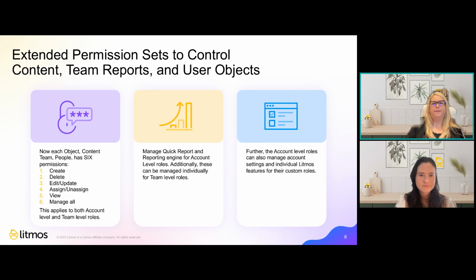So the idea is to have extended permission sets really to control user objects, reports, content. So now each one of those objects is going to have 6 permissions. So within those sets where you have content, team, people, reports, you're going to have create, delete, edit, update, assign, unassign, view, and manage all. So this is both for account level roles and also team level roles. You're going to be able to really offer those at an individual team role level.